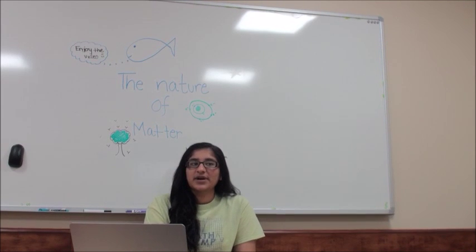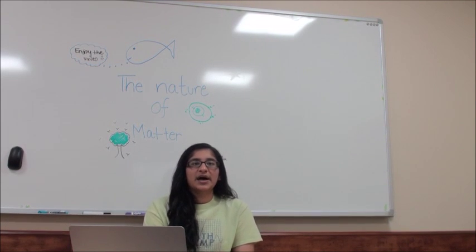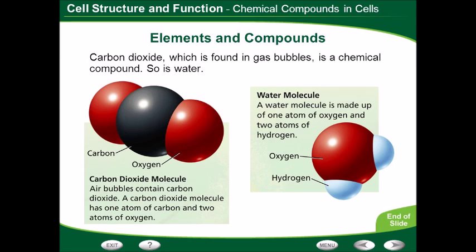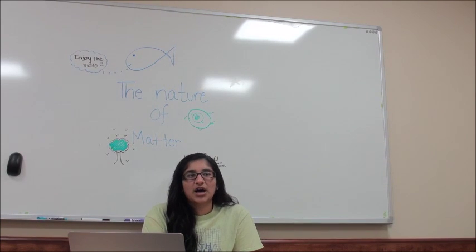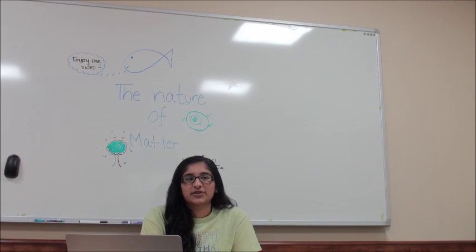Elements combine with other elements in compounds. A chemical compound is a substance formed by the chemical combination of two or more elements. The physical and chemical properties of the element differ from those of the compounds.